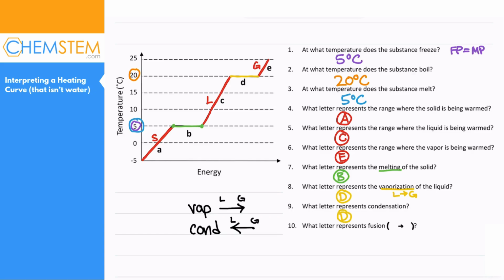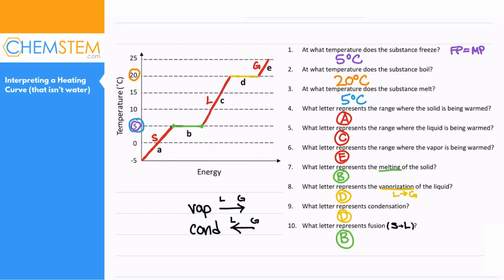And then 10, what letter represents fusion? Fusion is another term we use for melting, so that's going to be the solid to liquid transition. And as we saw from our diagram, that's going to be B. So that's how you read a heating curve that isn't water.